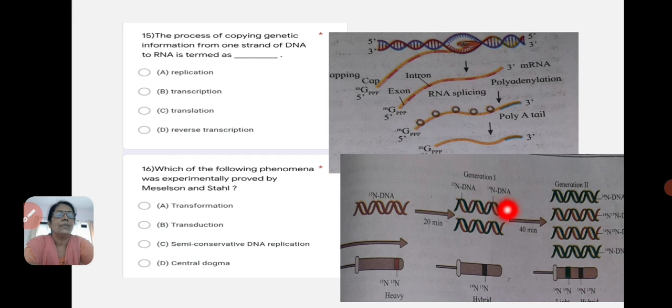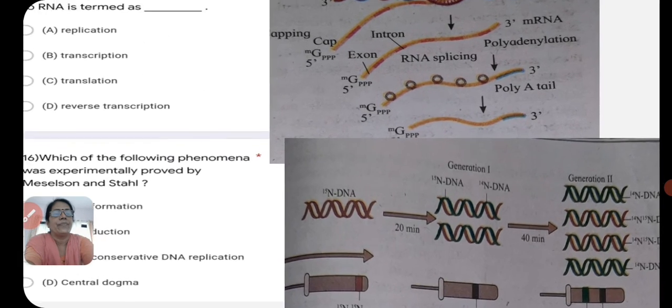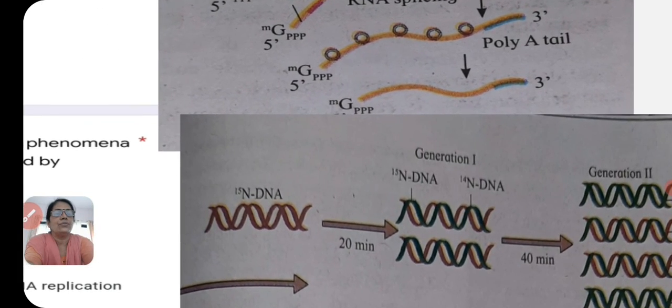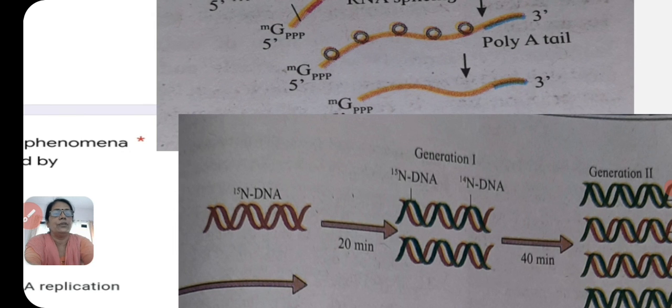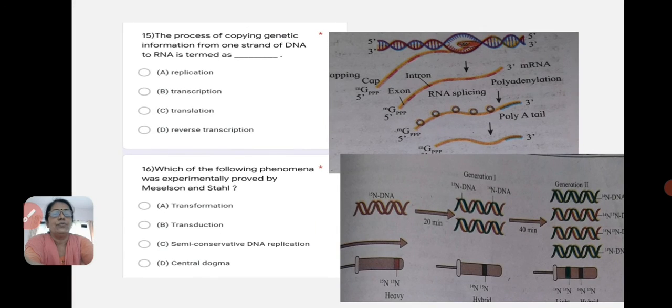Here the replication takes place, and due to that replication, two new DNA molecules are produced. Out of that, in each DNA, one strand is the old and the other strand is newly synthesized. That is semi-conservative. One strand is conserved. It was proved with the help of nitrogen isotopes, 15N and 14N. So this is proved by Meselson and Stahl. Your answer should be semi-conservative DNA replication.